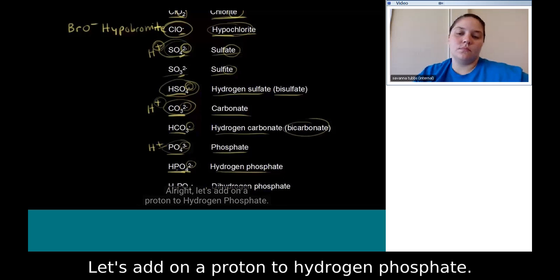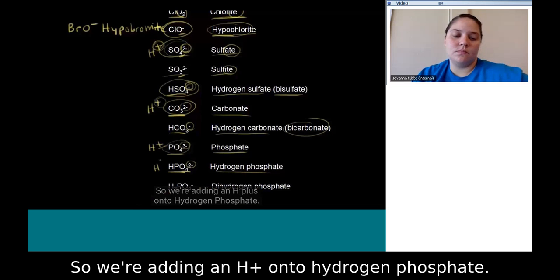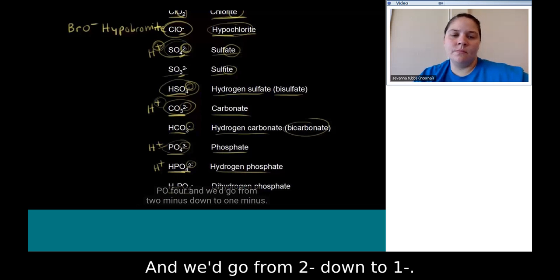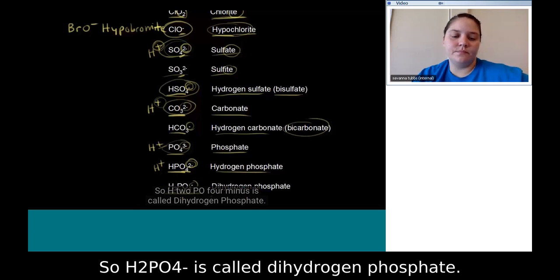All right, let's add on a proton to hydrogen phosphate. So we're adding an H+ onto hydrogen phosphate. That would give us 2 H's, right, PO4, and we'd go from 2- down to 1-. So H2PO4- is called dihydrogen phosphate.